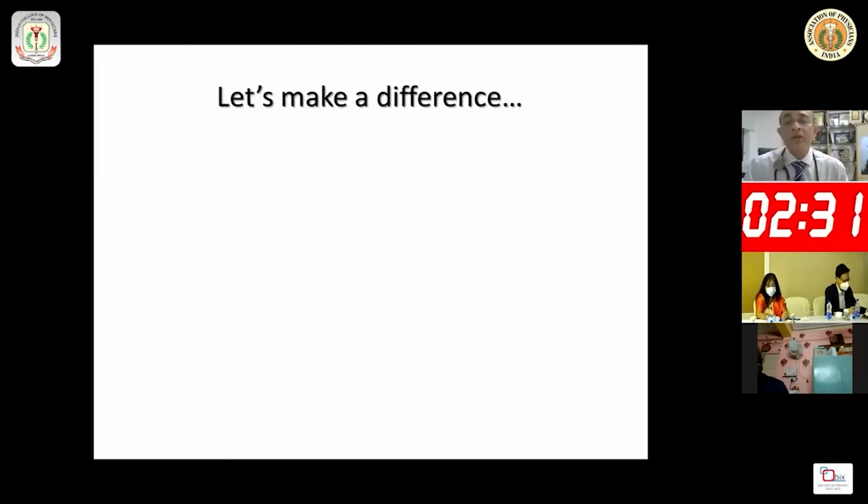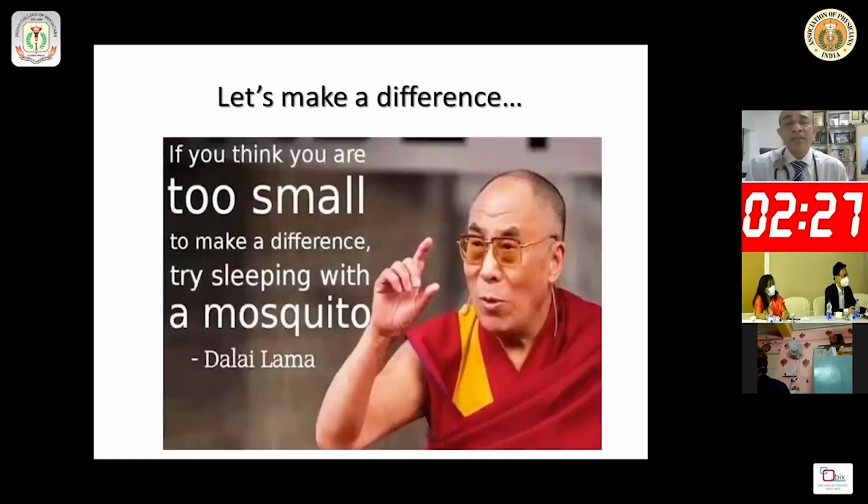And lastly, I would like to leave you with this slide of the Dalai Lama. I think we need to make a difference. If you think you're too small to make a difference, try sleeping with a mosquito.